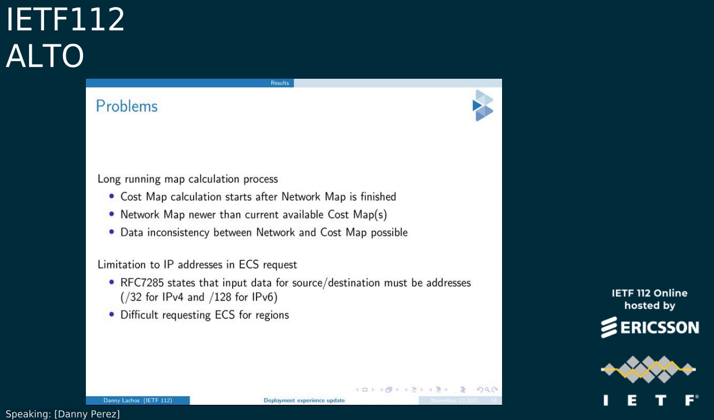Okay, yeah, obviously we experienced some problems because we are working over a large network. For example, we have a long-running process for the maps calculation. In this case, a new network map is always available before the current available cost map. On the other hand, there is a limitation to IP addresses in the endpoint cost services. The RFC states that the source and destination must be IP addresses. However, we want to get the cost for a certain region, so we want to request prefixes for clients of the ISPs. Next, please.